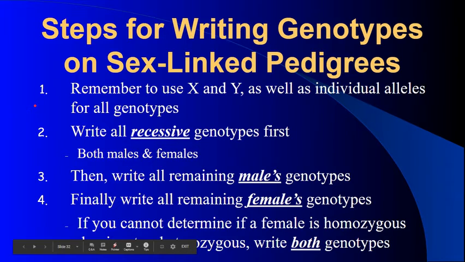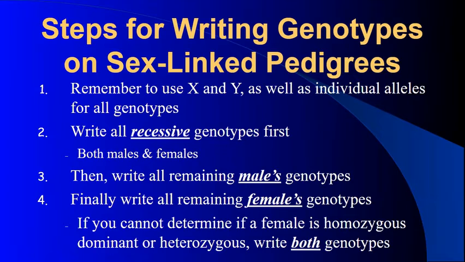So we can also write genotypes on sex-linked pedigrees. And this is similar to what we were doing on regular Mendelian inheritance pedigrees, but there is a little bit of a difference. So we have to remember to use X's and Y's as well as all of the individual alleles for the genotypes, just like we were doing on those Punnett squares.